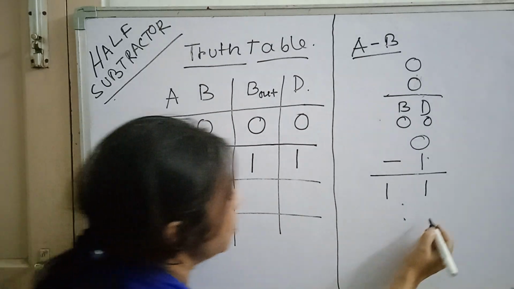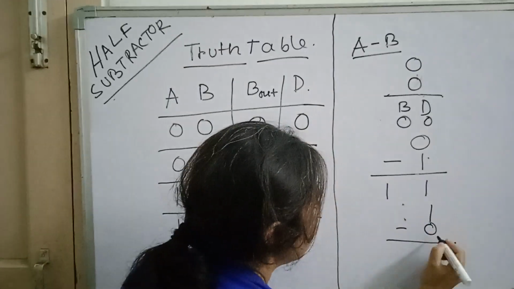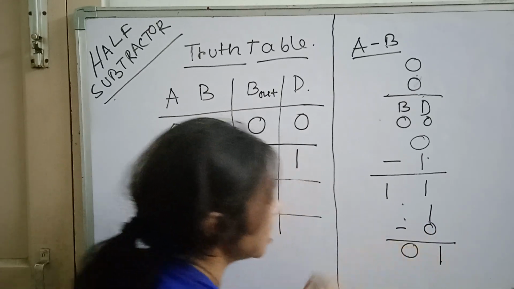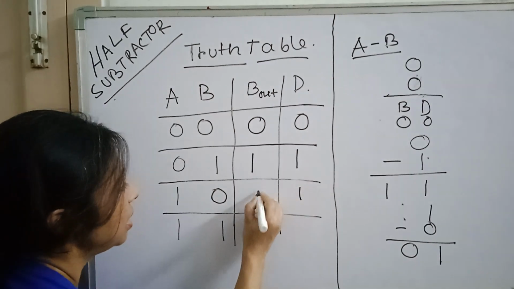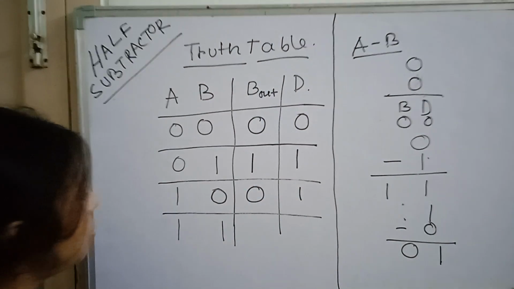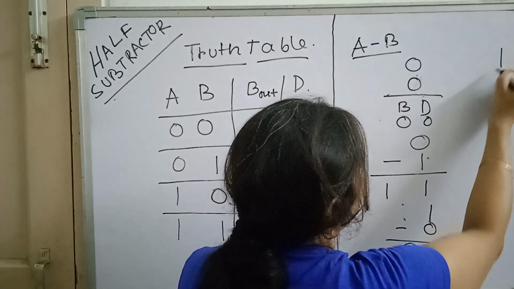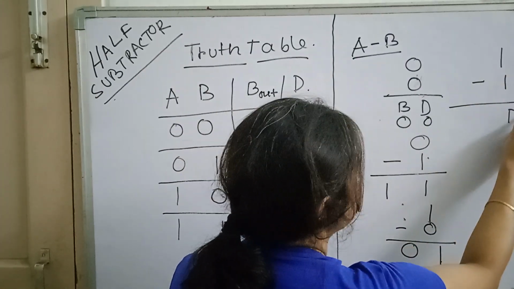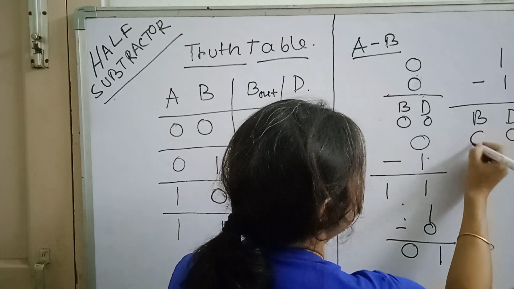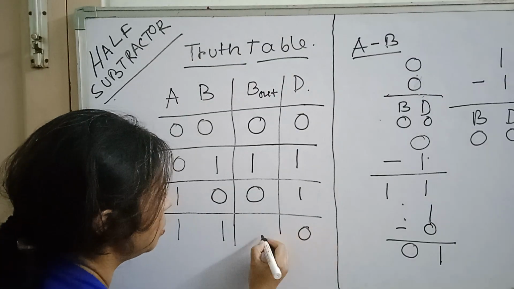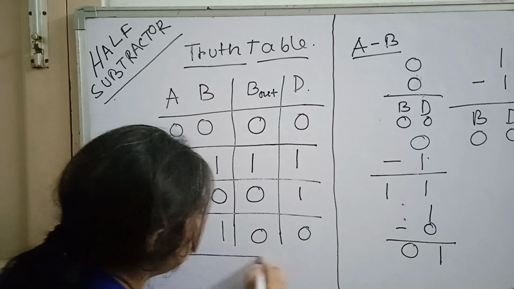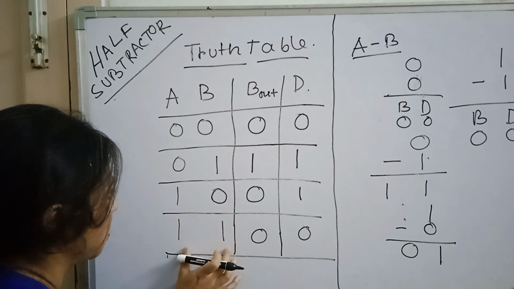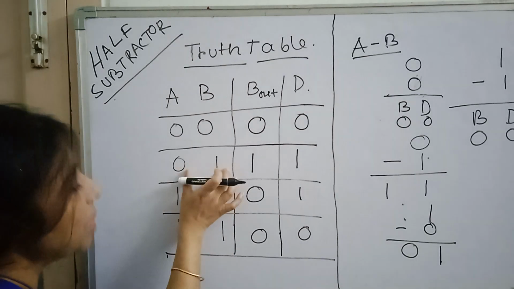Now 1 minus 0. While we are subtracting 0 from 1, then difference is 1 and borrow is 0. So difference 1, borrow 0. Now the next one is 1 minus 1. So 1 minus 1 is what? Difference will be 0 and borrow will be 0. So difference 0, borrow 0. All these three are very easy: 0 minus 0, 1 minus 0, 1 minus 1. The only thing is 0 minus 1.